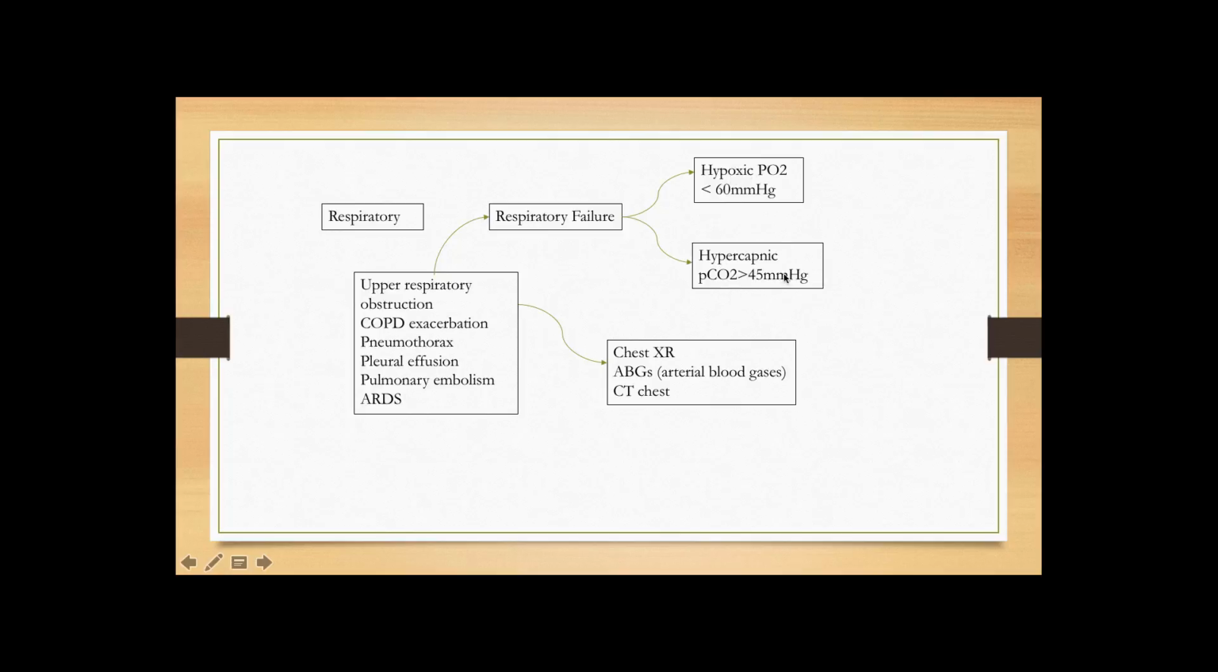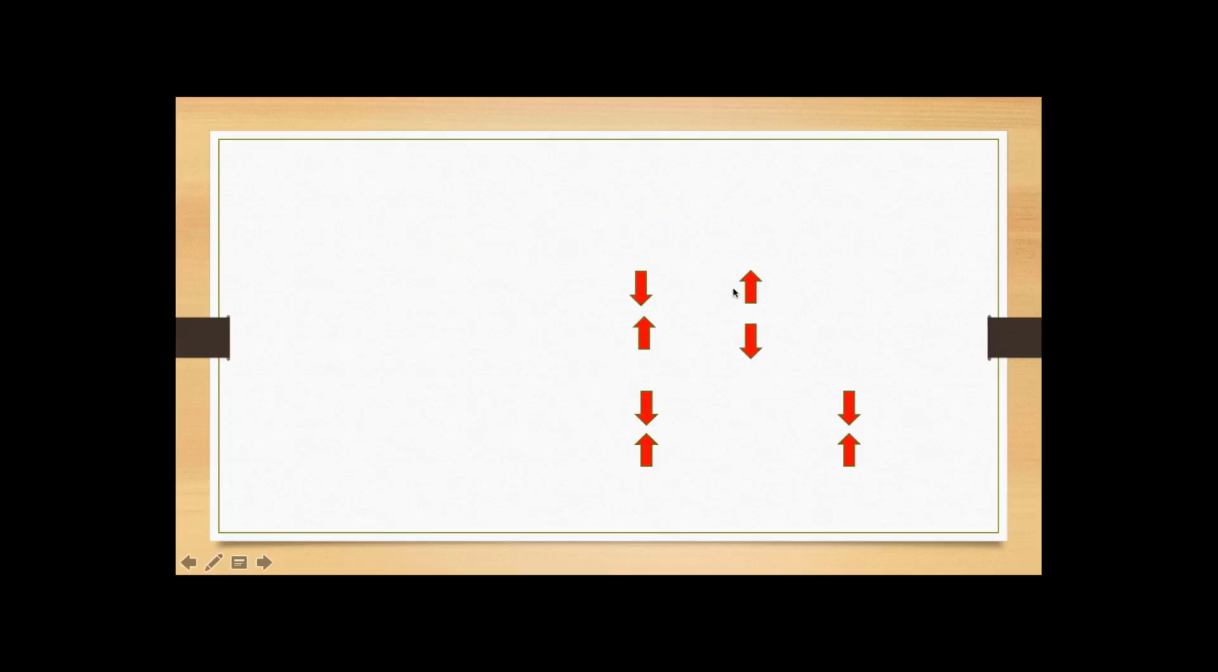And then on ABGs, or arterial blood gases, when you draw it because you are suspecting your patient is in respiratory failure, there will be elevated PCO2, or hypercapnia. The number will be more than 45. So I think you already know 60 and 45, these values for hypoxia and hypercapnia.